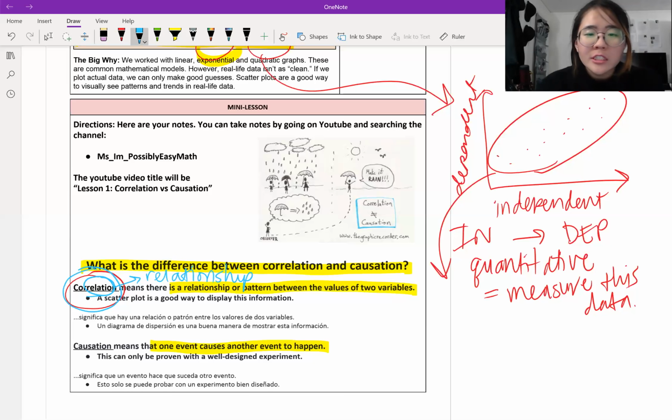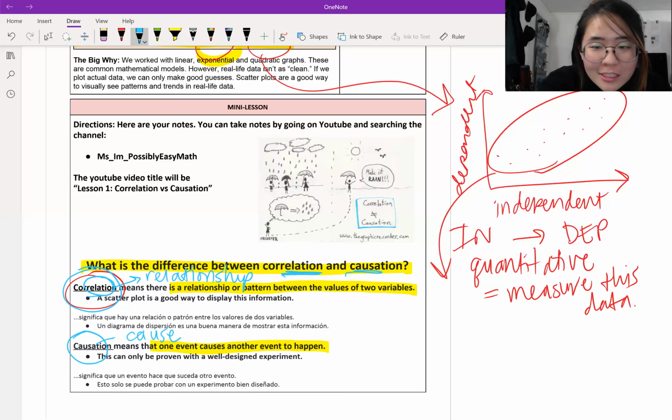There's some relationship or pattern. If you look at causation, I want you to think about the word cause. This is when we know for sure that X caused Y, all right? So remember, what is the difference between correlation and causation? I want you to think correlation is relation. It just means there's some relationship between two things.